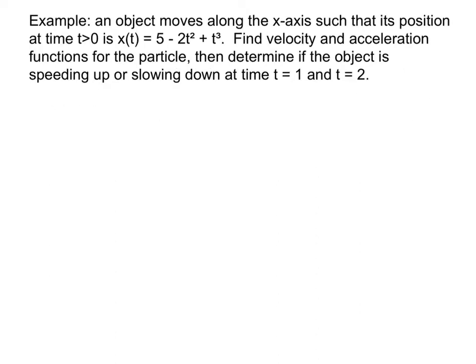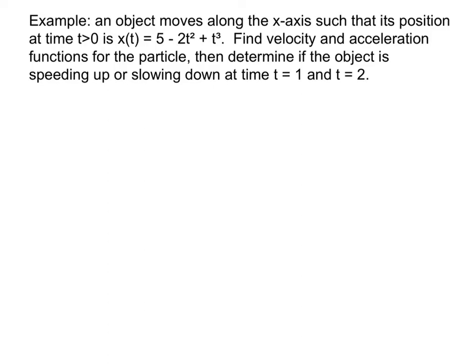Here we go. An object moves along the x-axis such that its position at time t greater than 0 is that function. Find the velocity and acceleration functions for the particle, and then determine if the object is speeding up or slowing down at times 1 and 2.